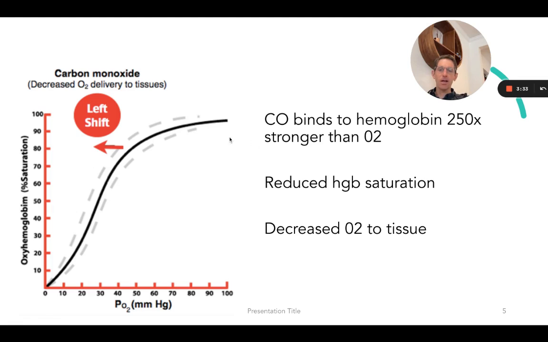The problem with carbon monoxide is it binds so strongly to hemoglobin, but it also shifts this curve to the left. So you need a much lower partial pressure of oxygen for oxygen to be released from the hemoglobin. The bottom line is that you get hypoxia to the tissue, which results in acidosis.